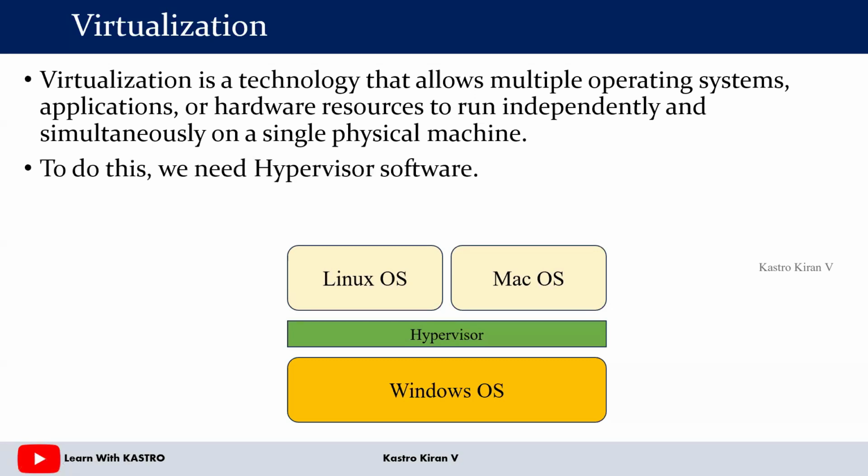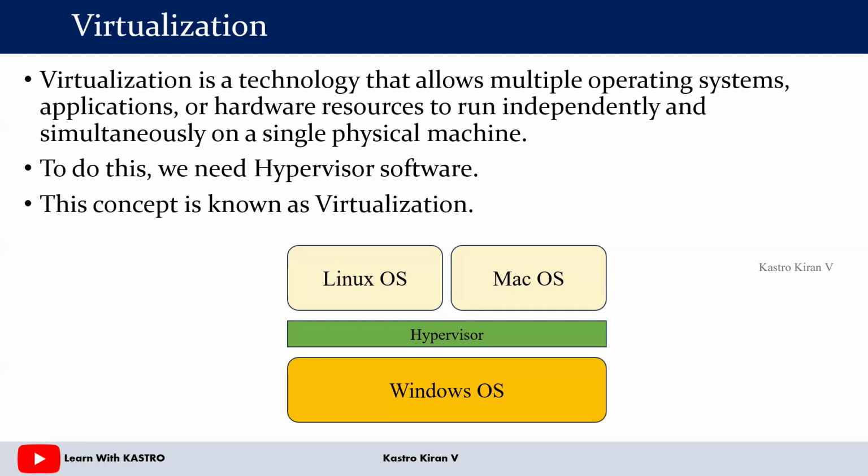Now, what is the use of this hypervisor? In order to use multiple operating systems on a single physical machine, we need this software which is known as hypervisor software. This entire concept is known as virtualization.